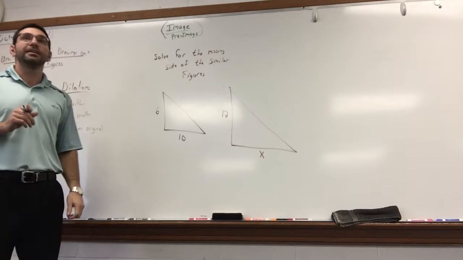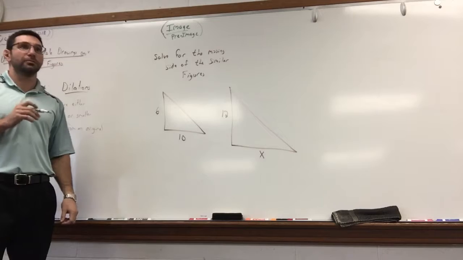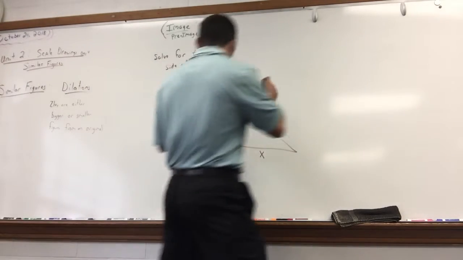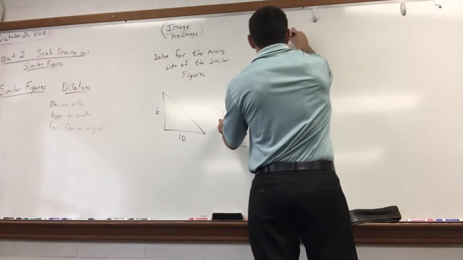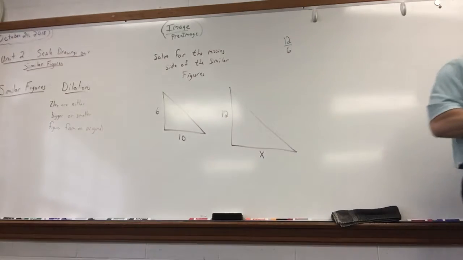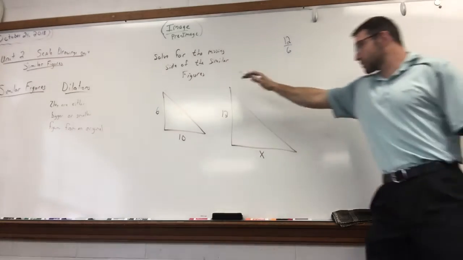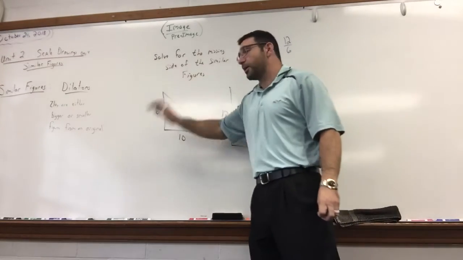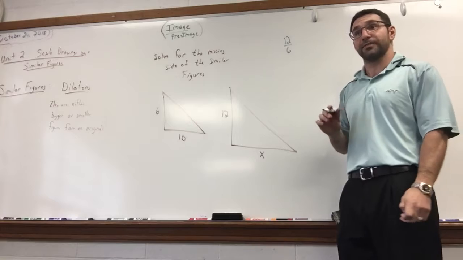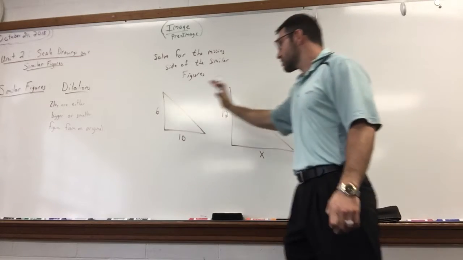Okay. Give me a fraction. Go ahead, Braden. 12 over 6. 12 corresponds to 6. Those are in the same place. Does everybody agree with that? That 12, which is on the left side of the triangle, corresponds to 6, which is in the same place on the left-hand side. So we went from the right triangle, image, to pre-image.